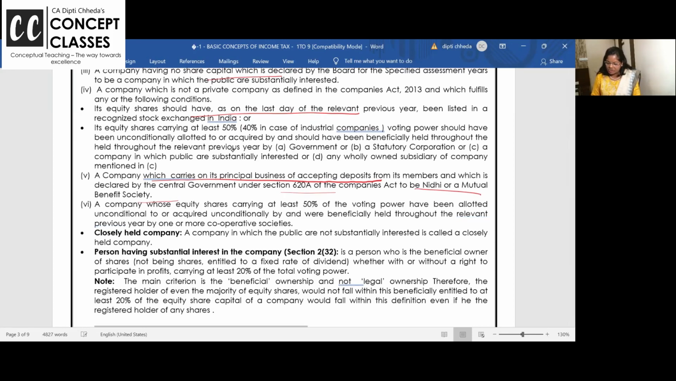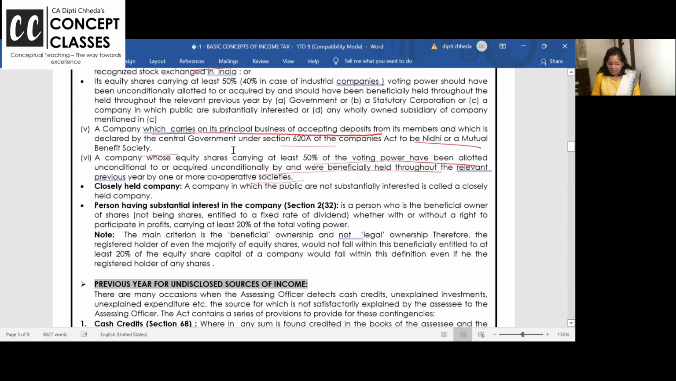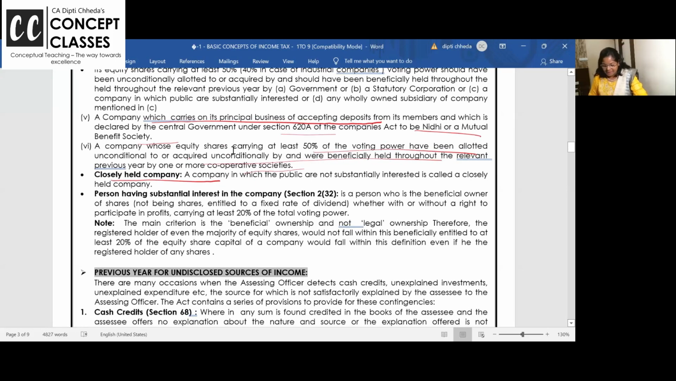And a company in which more than 50% of voting rights have been allotted to any of the cooperative societies. All these are companies. A closely held company is a private company. Closely held company is a private company. Right?